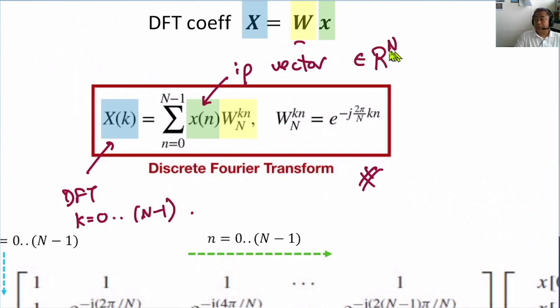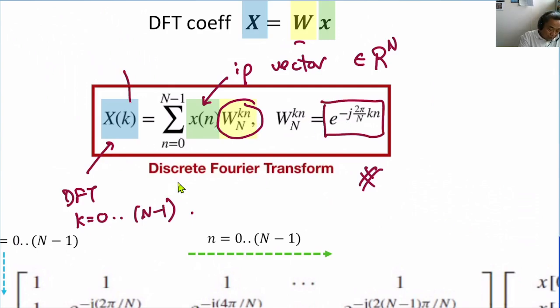Actually, it can be complex as well. There's no restriction. And all we need to do is to multiply x[n] with this symbol here, and this symbol represents this expression. For each value of k, let's assume that we are interested in capital X[0], then we'll substitute k as 0 here, and we will iterate over n.